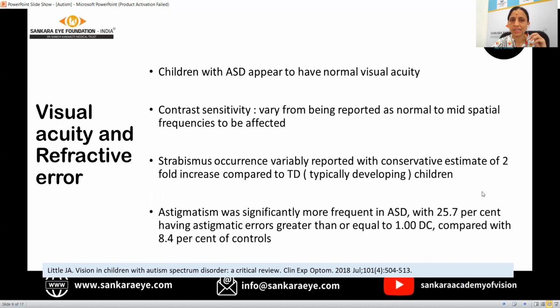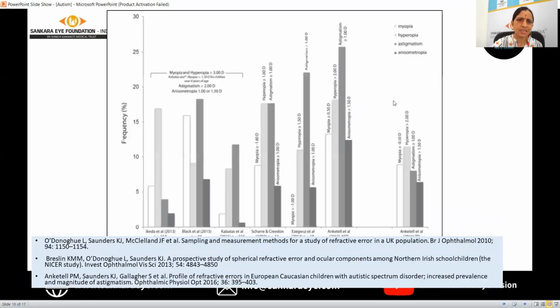When we look at refractive errors, astigmatism is one of the most common refractive errors noted in these children with autism. And this is a table looking at various studies of what the refractive errors in autism are.